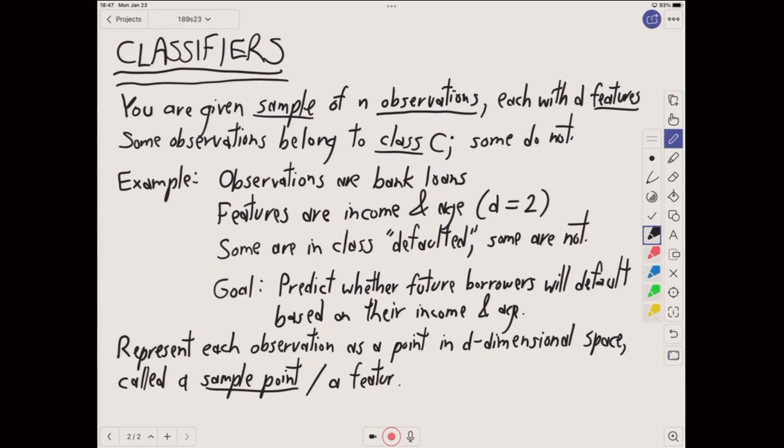You might see a reference to something called a feature vector. That's the same thing. That's a sample point. And of course, in certain contexts, they're referred to as the independent variables of the problem. And then the thing you're trying to predict is the dependent variable.